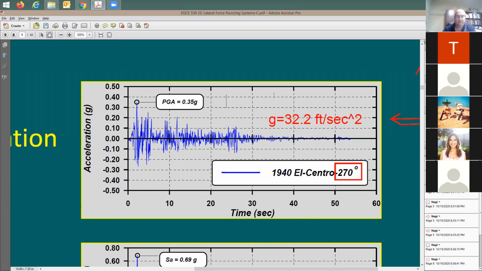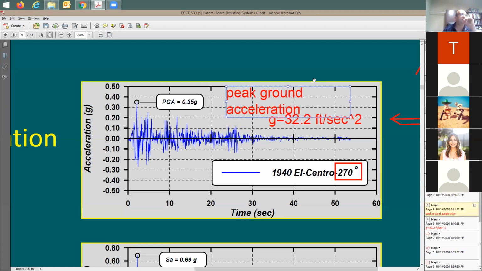Let's give you the peak ground acceleration. As you see here, it is equal to 0.35 G.